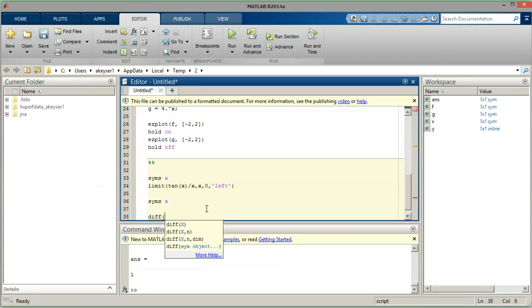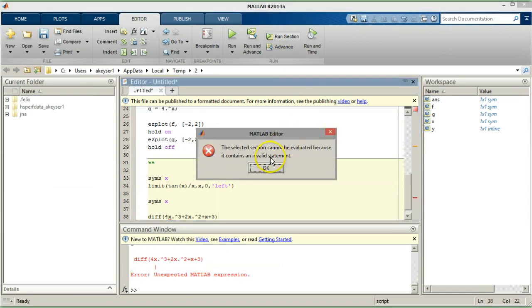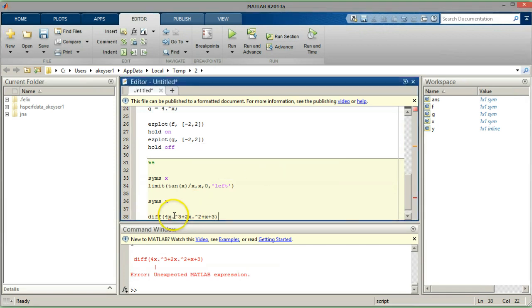Let's say you want 4x to the third plus 2x squared plus x plus 3. It's going to differentiate this thing. So let's see what we get. Wait, we got an invalid statement here. I know I put it in right.